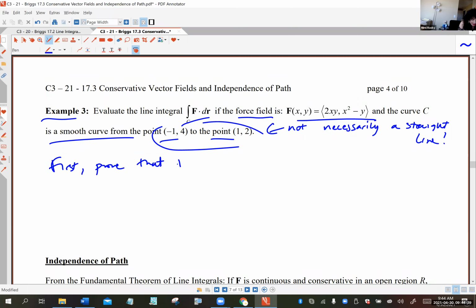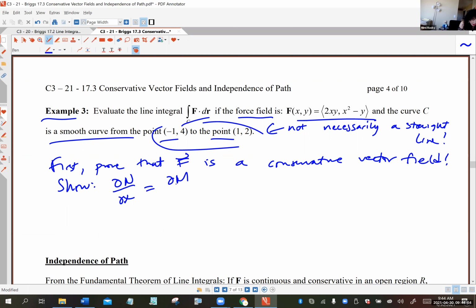that F is a conservative vector field. Because I can't tell by looking at it, and you certainly can't either. So how do I prove it? You prove it by showing that dN/dx is indeed equal to dM/dy. That will prove to me it's a conservative vector field. Okay, so the first component is understood to be M, as in Mary, and the second component is your N, as in Nancy.